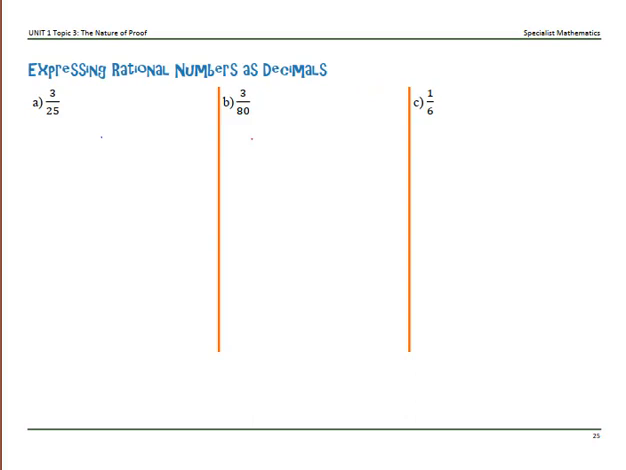So expressing rational numbers as decimals. A: 3/25. The easiest option here is to change it to a denominator of 100. So you are timesing by 4, and you do the same to the top. 3 times 4 is 12. So that is 0.12.